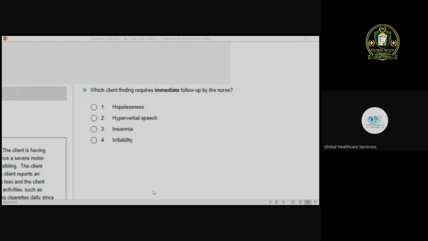Hopelessness. Whenever your patient is hopeless, he or she may commit suicide. So safety is always the priority. Hyperverbal speech can be a generalized sign and symptom. Insomnia can be a generalized sign and symptom. Irritability can be a generalized sign and symptom. But hopelessness is not a general sign and symptom. This is your priority. The patient has no hope. If your patient has no hope, it would lead to depression. It would lead to a suicidal attempt. So the immediate follow-up required is for the hopelessness.